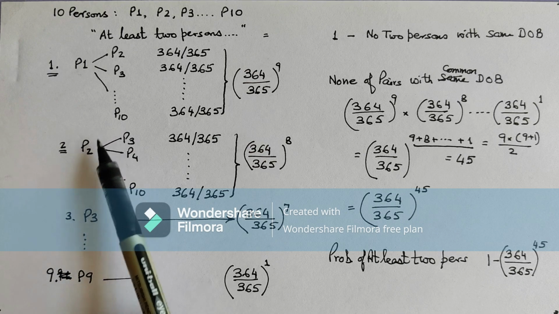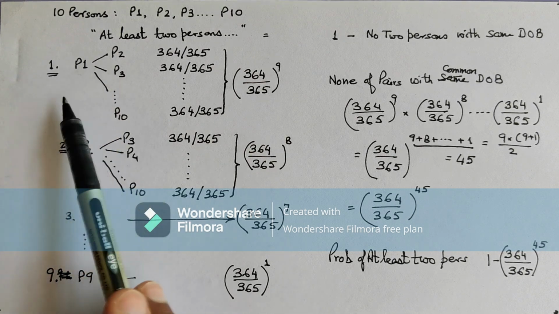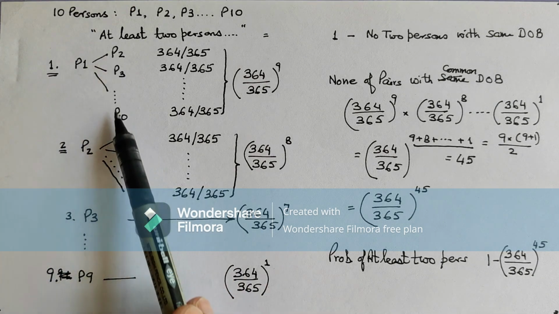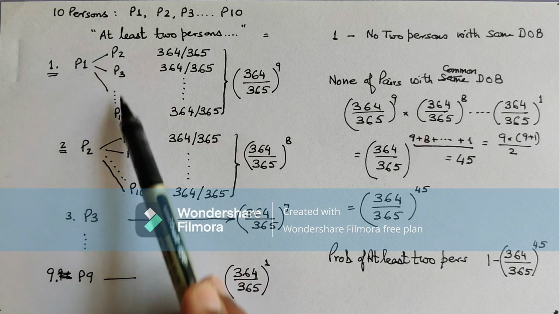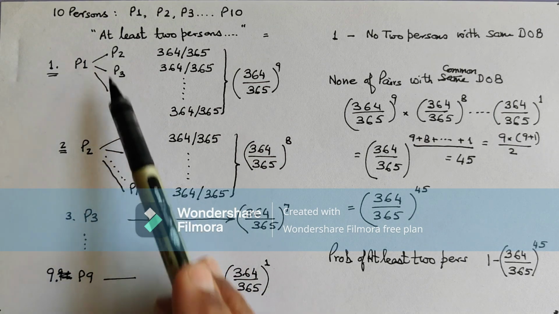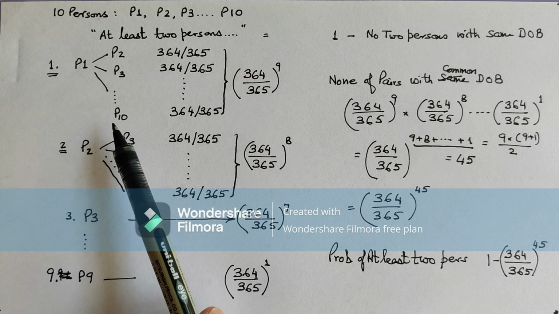When we come to step 2, we say that in the first step we did not find any pair which had a common date of birth. This obviously meant that while P2, P3 up till P10 may or may not have a common date of birth among themselves, none of them has a common date of birth with P1. That means P2 till P10, their date of birth options are limited to 364 possibilities.